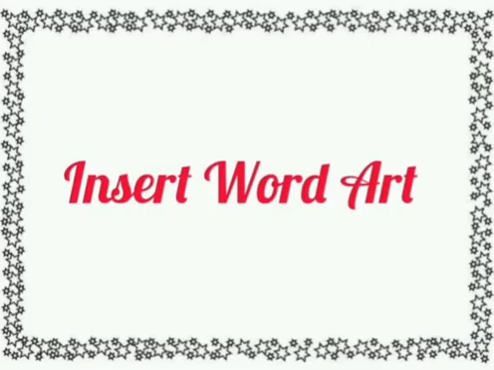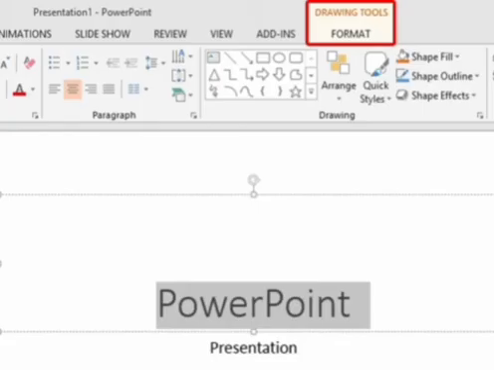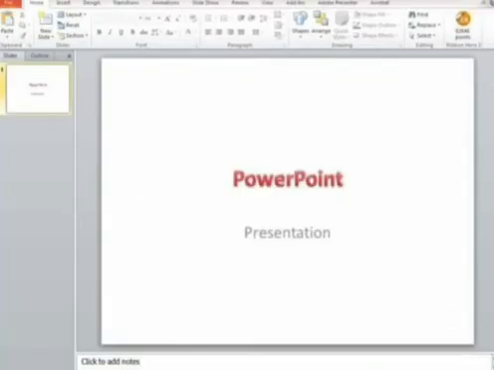Insert word art. What is word art in PowerPoint? Word art is a gallery of pre-designed text styles. It is used to make our presentation more attractive. Steps to insert word art. First, click on word art button on the text group. Then, select a word art style from the drop down list. Type text in the text box. Now, the text is displayed in a selected word art style.